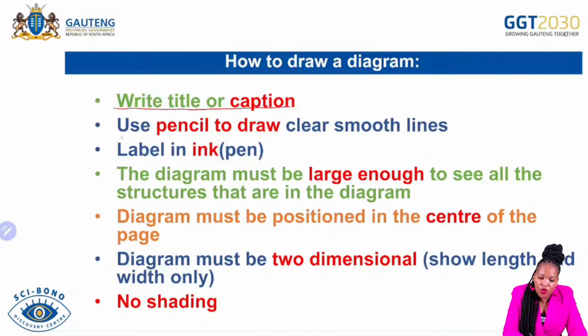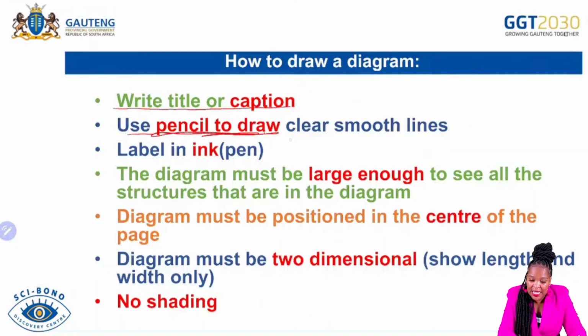Right. Then you must use pencil to draw. Sometimes you take chances. You didn't bring all your stationery, so you draw in pen. You will lose marks. Make sure that your drawings are in pencil and they have clear, smooth lines. Then your labels. If your diagram is in pencil like this, then you take your blue pen and draw the label lines, or you can draw the label lines in pencil still, but the labels, the names, must be in ink. Please make sure that you write that in pen.